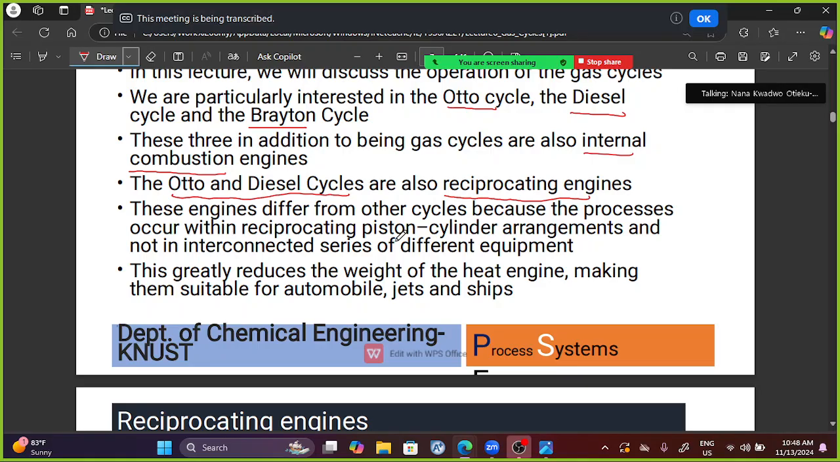The reason why they are reciprocating is because they are not working with other units connected together like a compressor, heater, cooler, and turbine system, right? And this would greatly reduce the weight of this heat engine. So imagine you have something like the Brayton cycle where you need a part for compression, you need a part for heating, you need a part for expanding your fluid, and you need a part for removing heat. That system is going to have a higher weight than if you have just one reciprocating engine, right? So that's the advantage of the reciprocating engine. It reduces the weight of the engine, so it makes it suitable for usually smaller applications like with our automobiles or our cars, right? And in jets and ships.